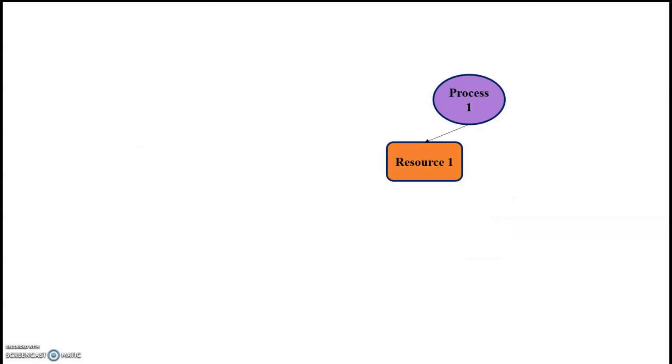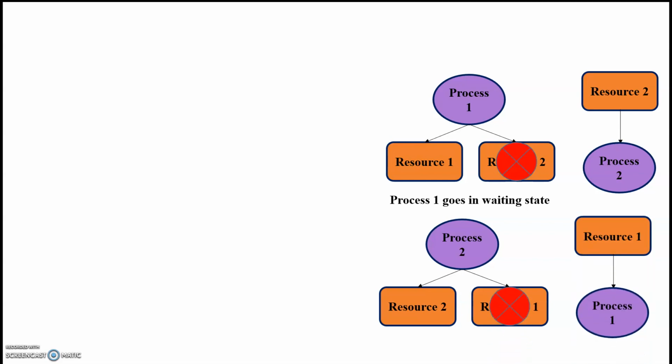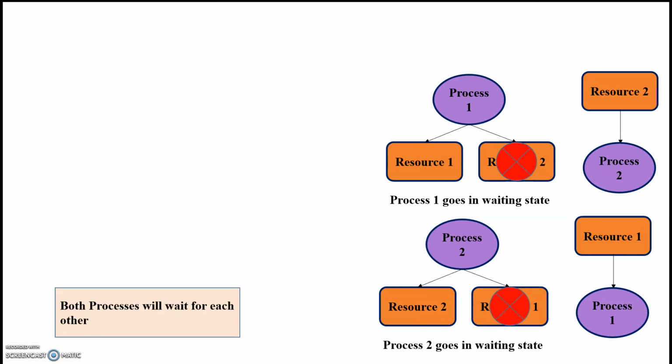So let us map this concept to our distributed systems. Process P1 requires resource 1 and resource 2 for completion of its execution, but resource 2 is already allocated to process P2. So here P1 goes into a waiting state. Then process P2 requires resource 2 and resource 1 for its completion, but resource 1 is with process P1. So P2 also goes into a waiting state. And both the processes will wait for each other till infinity.